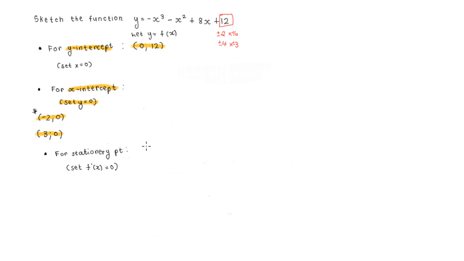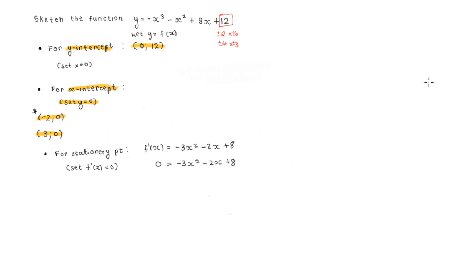That will then allow me to say that f prime of x is going to be equal to minus 3x squared minus 2x plus 8. Remember, we're just simply applying the power rule to our original cubic function. And we know that that derivative is a quadratic. Then we need to set this equal to 0, so 0 is equal to minus 3x squared minus 2x plus 8.